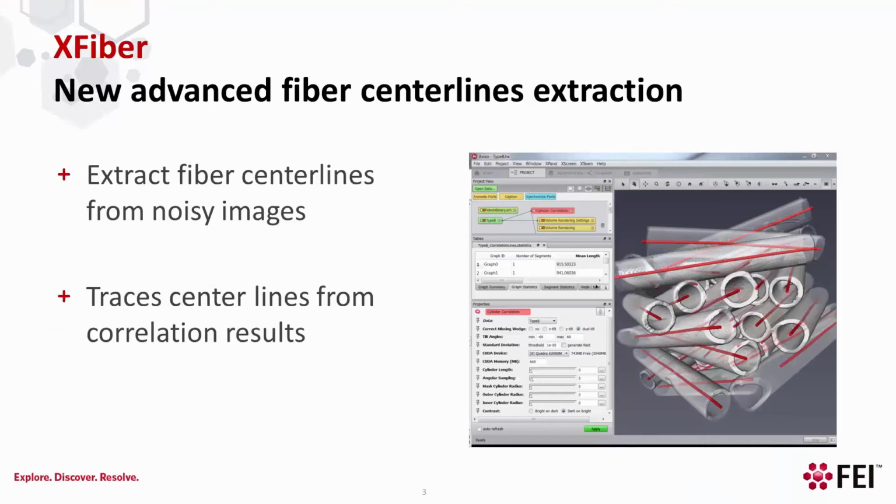In Avizo 9 we are introducing this new XFiber extension that allows for extracting fiber centerlines even from noisy images. This is a two-step process. In the first step, we define a template for a cylinder, and then the module tries to match this cylinder inside the 3D dataset. The second step takes the result from this correlation map and orientation map and extracts the centerlines from these correlation results in order to give centerlines for each of the fibers inside the dataset.